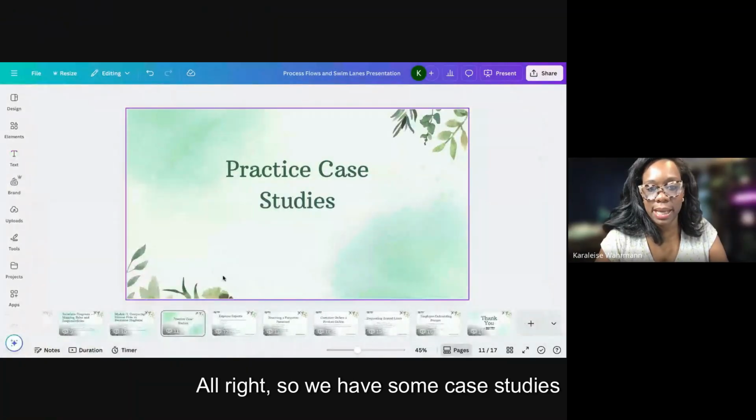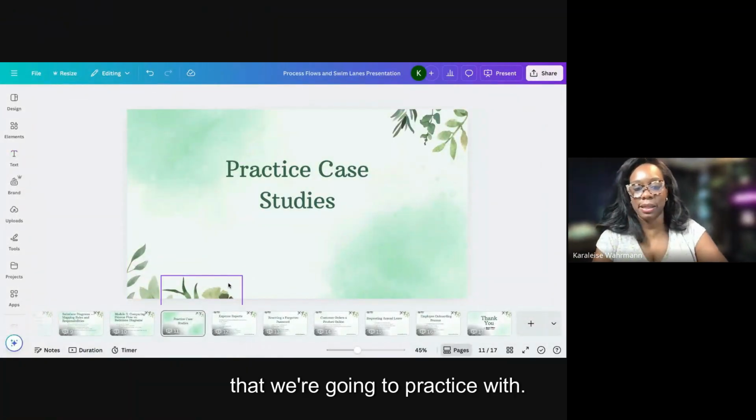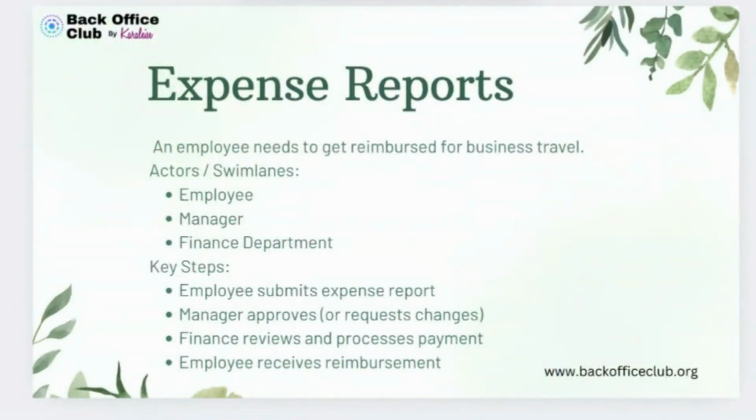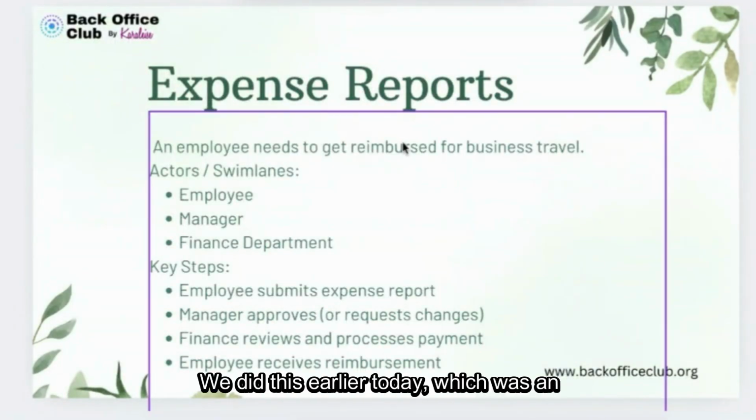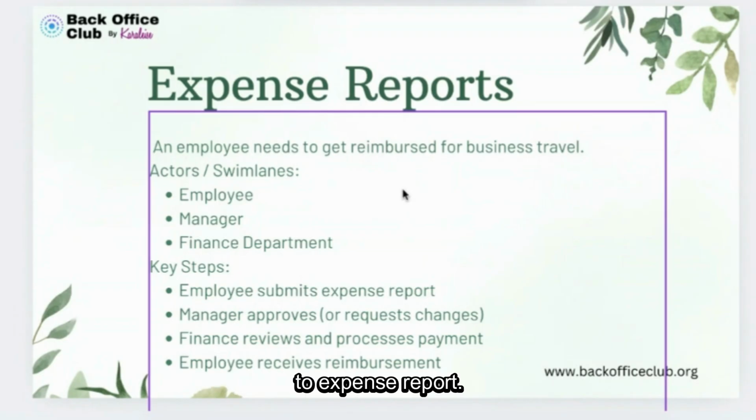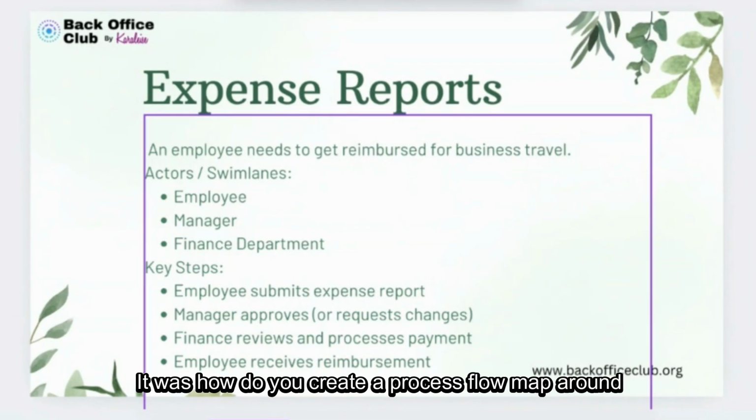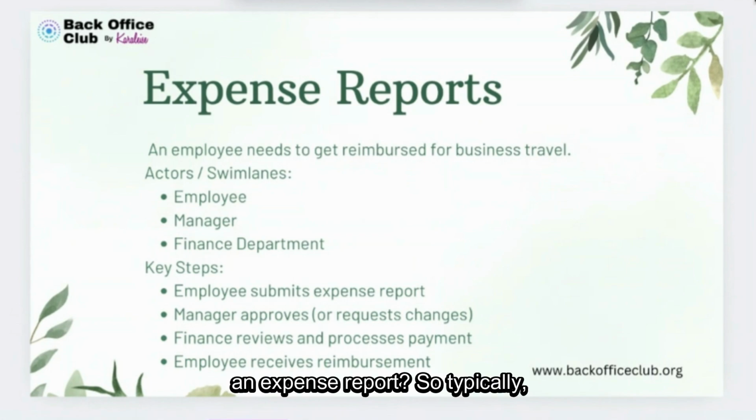All right, so we have some case studies that we're going to practice with. I'm going to skip over the expense report. We did this earlier today, which was an example of how you use swim lanes. So in the expense report, it was how do you create a process flow map around an expense report.